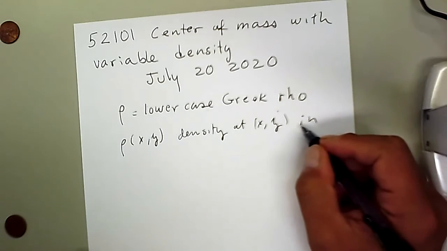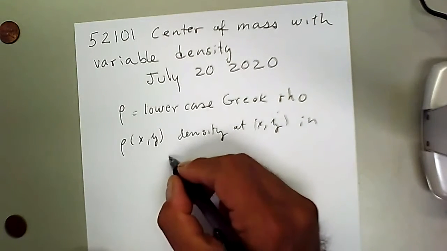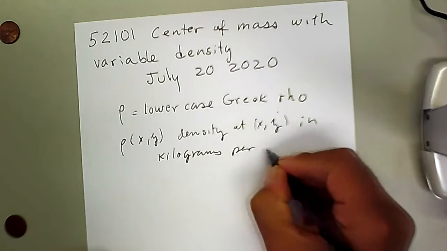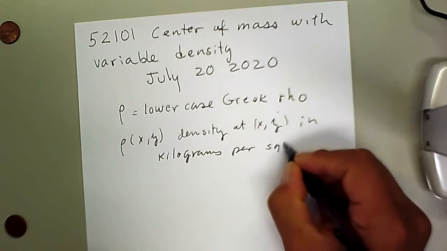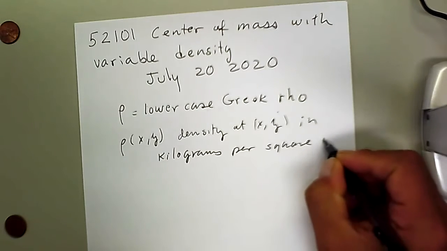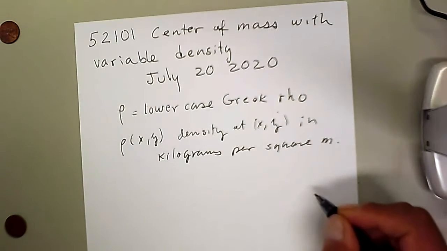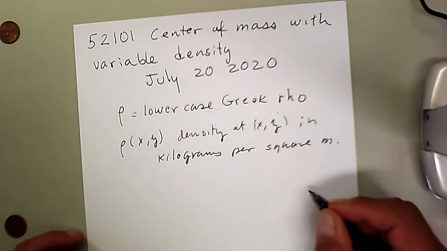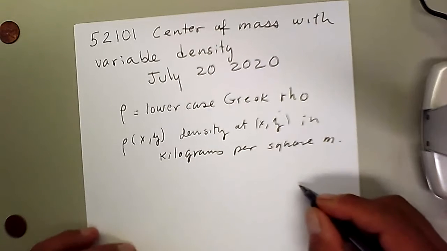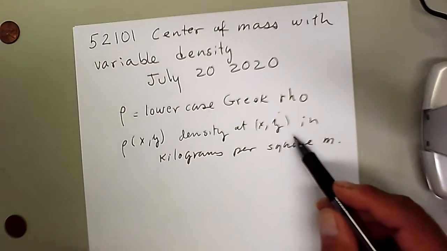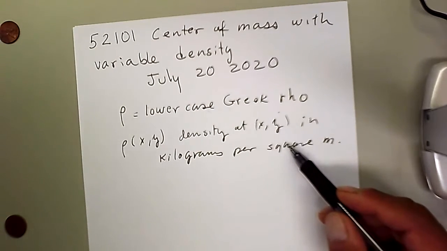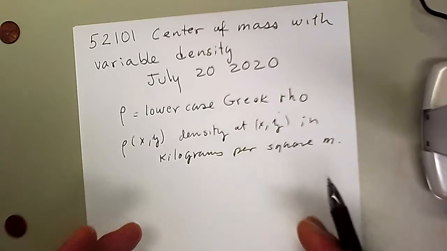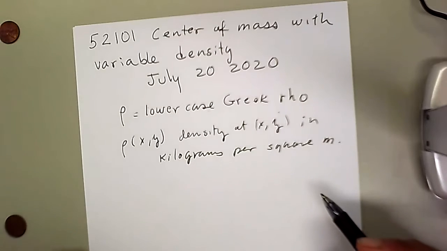And for density, we want to use kilograms per square meter. So those are going to be the units for rho. They could be different depending on what we are measuring. But for now, we're going to assume that rho, the density, is going to be kilograms per square meter, which can be lighter or heavier depending on where we are.